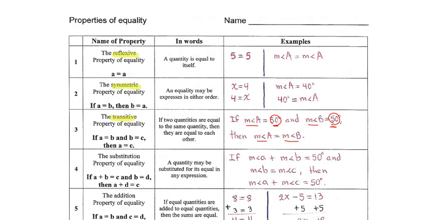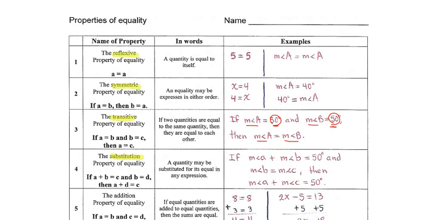In number 4, we have the substitution property of equality, which we use a lot in algebra as well. And it says that a quantity may be substituted for its equal in any expression. And so we have here in the example, if the measure of angle A plus the measure of angle B is equal to 50, and measure of angle B is equal to the measure of angle C, then the measure of angle A plus measure of angle C is equal to 50.